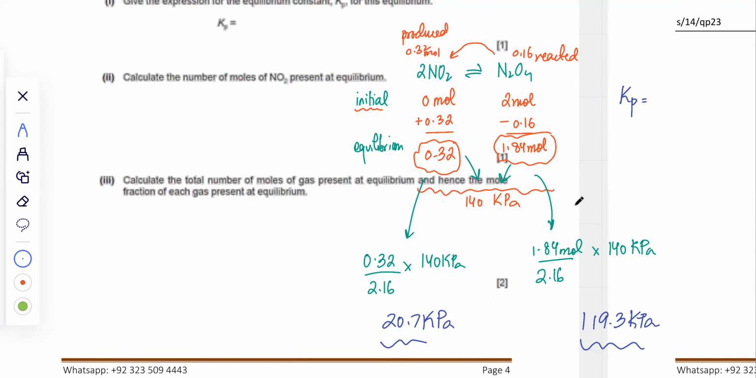So Kp is the pressure of the product, which is N2O4 over here, divided by the pressure due to NO2, and that one is going to be squared. So what is N2O4? That's 119.3 kilopascals, and the other one is 20.7, and that's going to be squared.